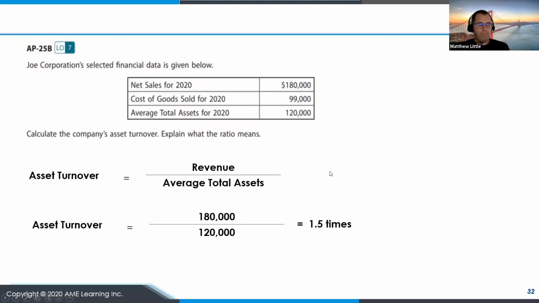Moving on, we have a different example here, Joe's Corporation. We were given some information, and we're asked to look at the asset turnover. We said that was revenue divided by total average assets. So we had $180,000 in sales divided by average total assets of 120,000, which is 1.5 times. That means the assets only generated 1.5 times their value in revenue in the year, which in my opinion isn't great. I would always assume that you would have 4 to 12 times as an asset turnover, which in what I've seen would be an acceptable rate.